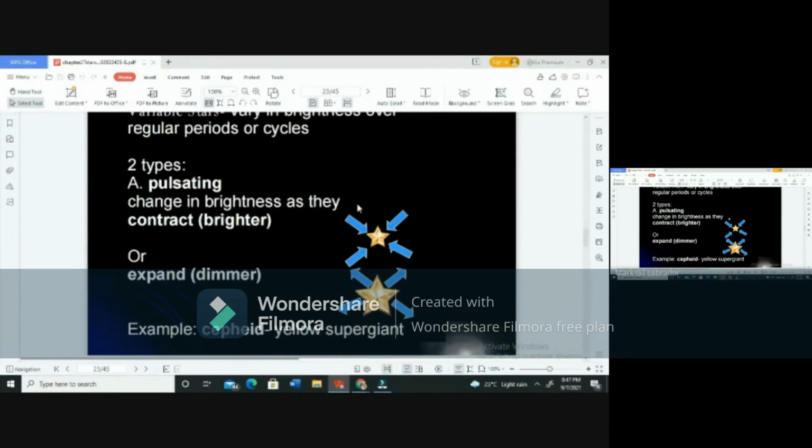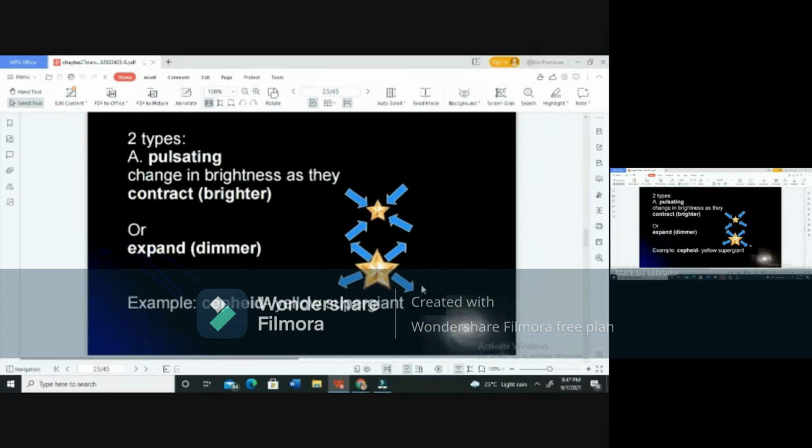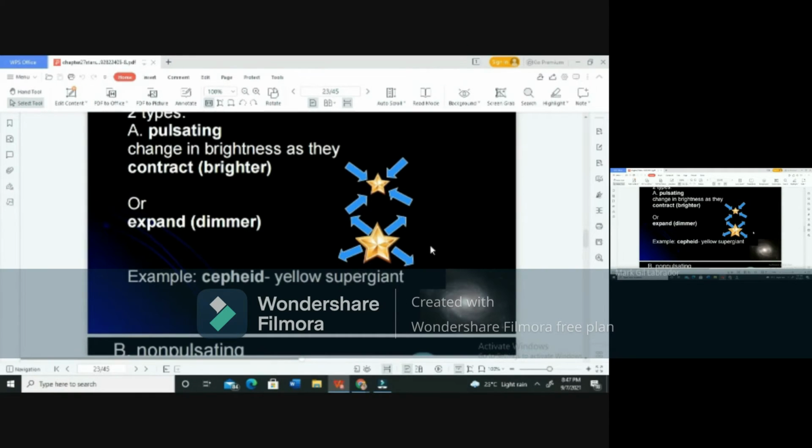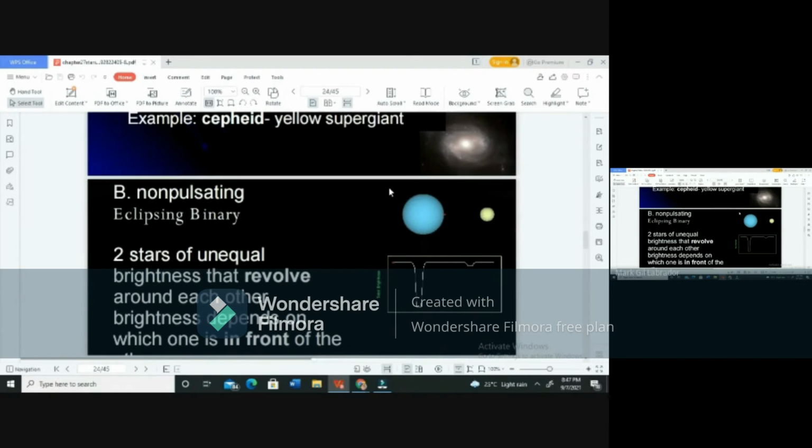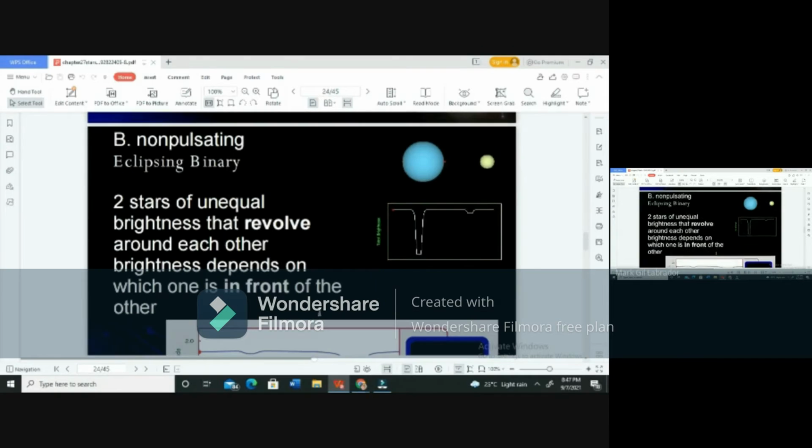So, there are two types. Pulsating, meaning changes in brightness as they contract, yun ang mga brighter stars, or kung nag-expand ito, it will become dim. So, example nito is a yellow supergiant star. Okay, yung may mga ganun na star. Another one is non-pulsating or eclipsing binary. The two stars of unequal brightness that revolve around each other. Brightness depends on which one is in front of the other.